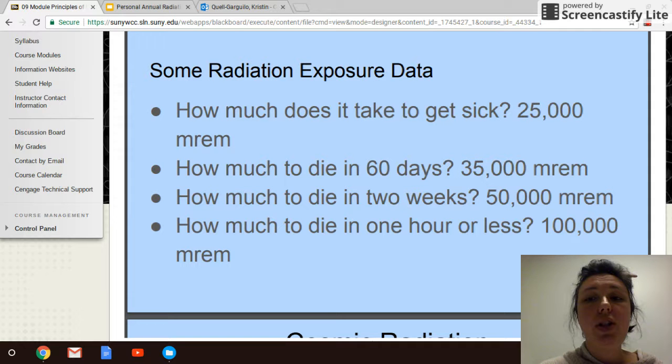So how much to get sick is 25,000 mrem. And how much to die is 35,000 in 60 days. Or if you're going to die within 2 weeks, you have to have 50,000. And then for a small or instant death, you need over 100,000.